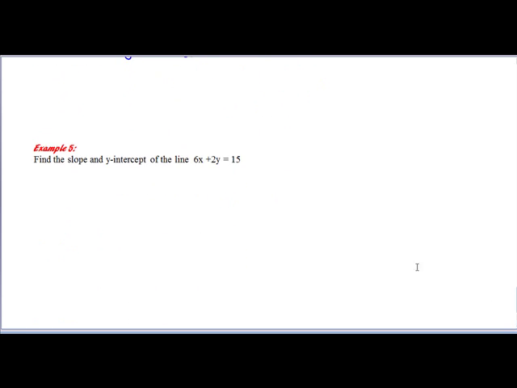Let's try another example. Let's say we have the equation of the line right here, and they ask us to find the slope and the y-intercept. This is the equation of the line in standard form: 6x plus 2y equals 15. Now be careful. It's kind of difficult to determine the slope and the y-intercept based on reading this equation alone.